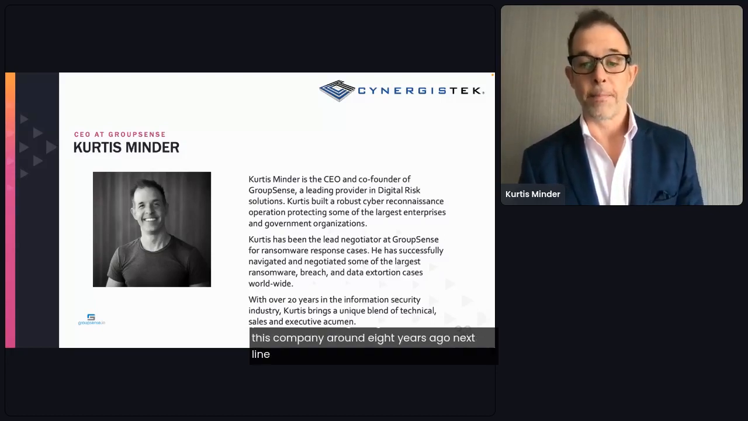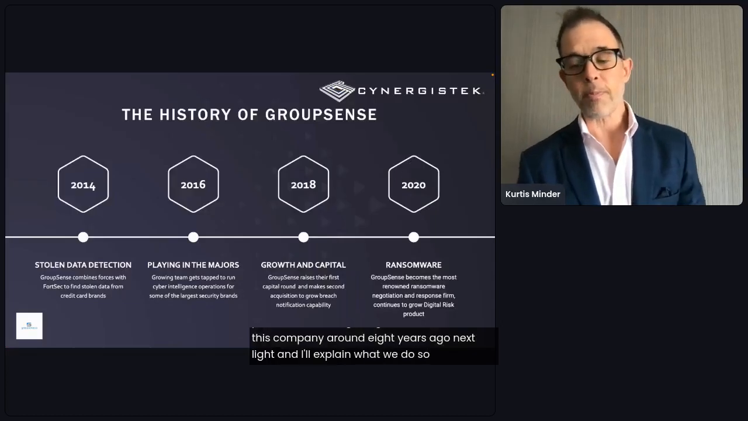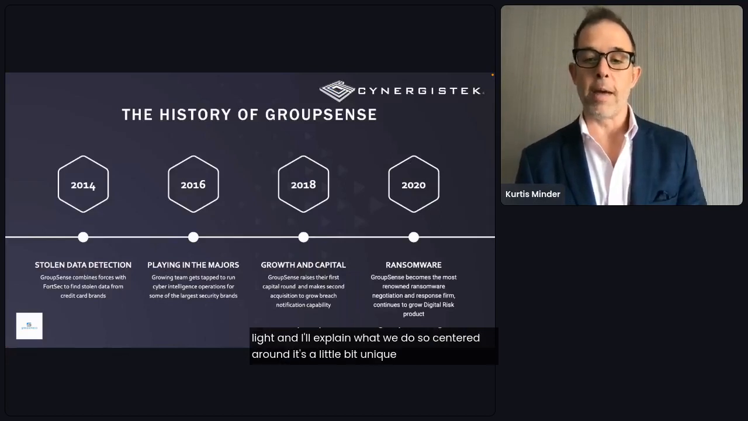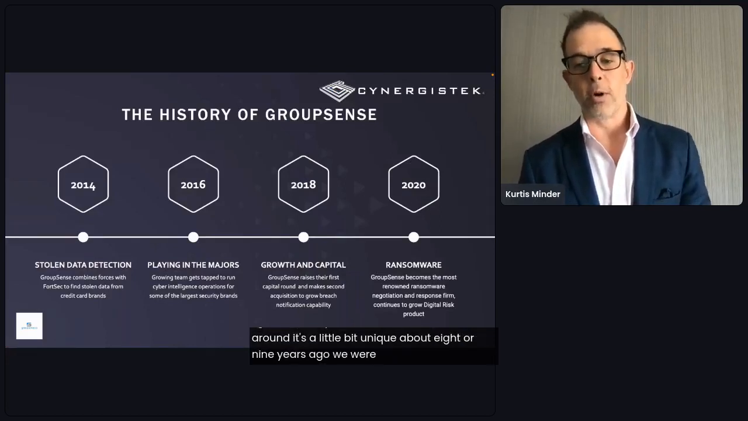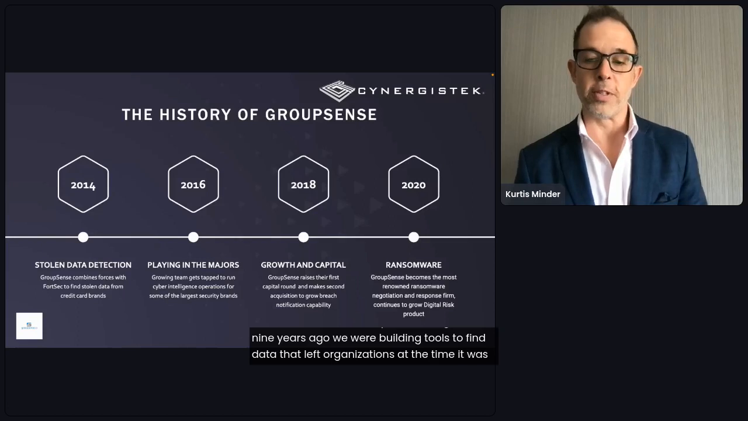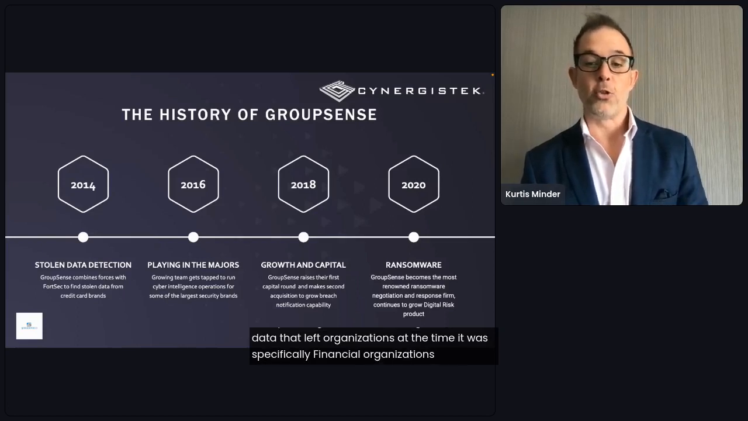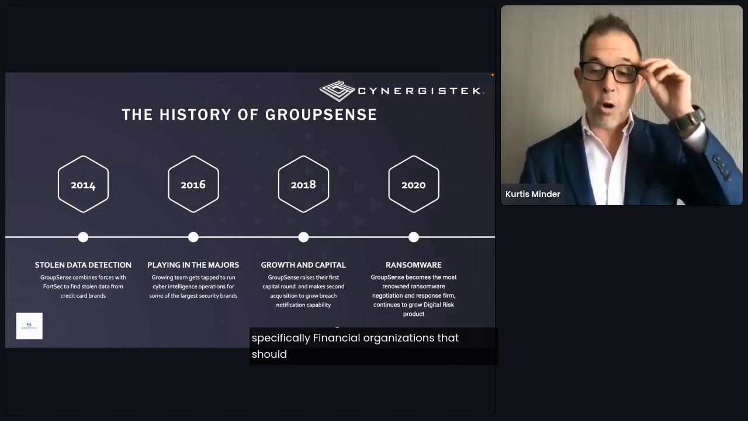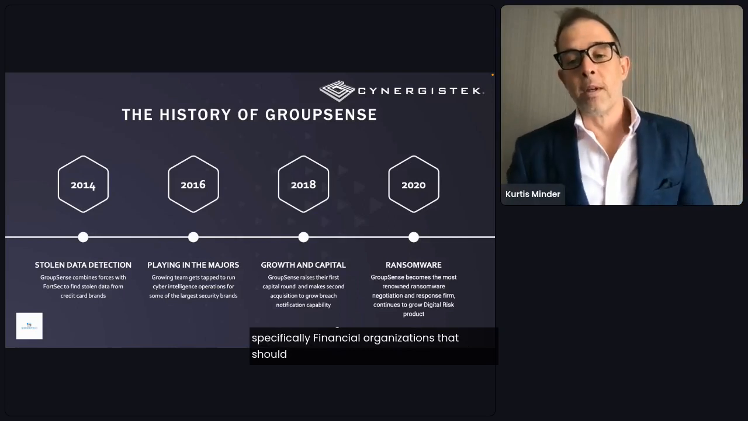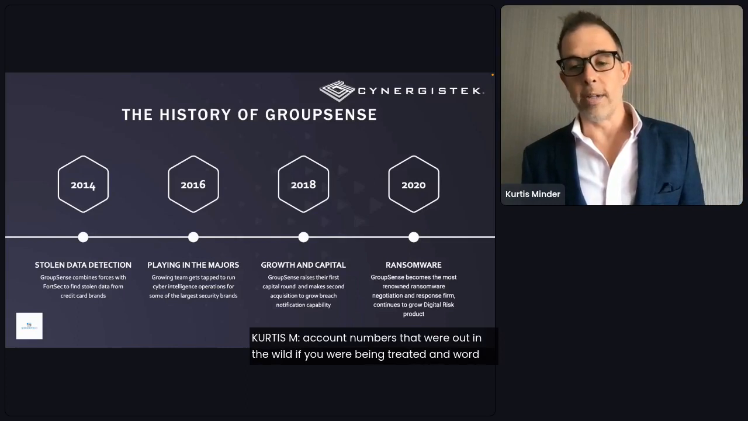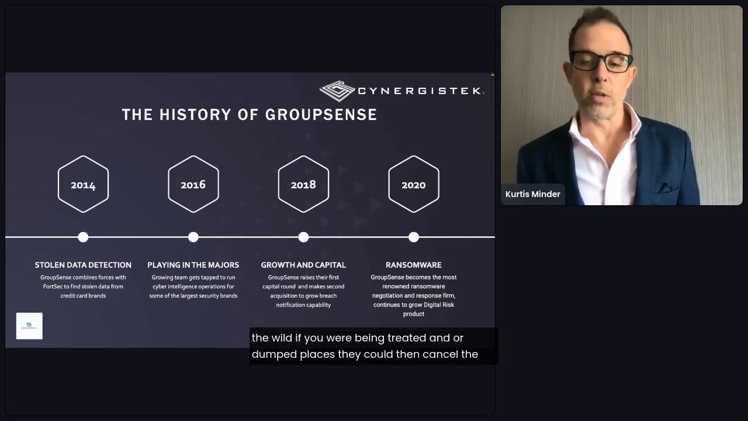Go ahead to the next slide, and I'll explain what we do. The idea behind this company was a little bit unique. About 8 or 9 years ago, we were building tools to find data that left organizations, at the time specifically financial organizations, that should not have left. Where did it go? Where did it end up? Why? There was a clear ROI for financial institutions, because if I could tell them account numbers that were out in the wild, being traded or dumped places, they could then cancel those accounts and reissue new numbers and get in front of fraud cases.